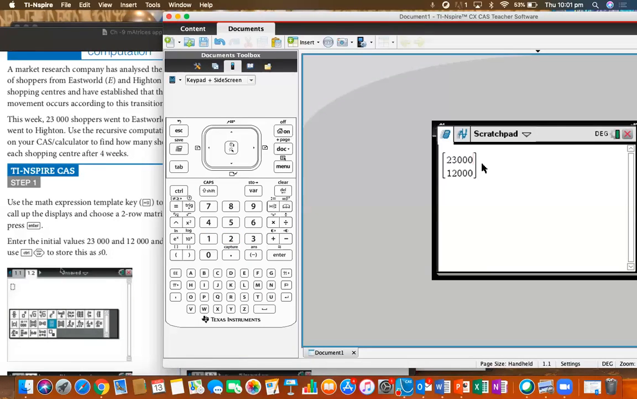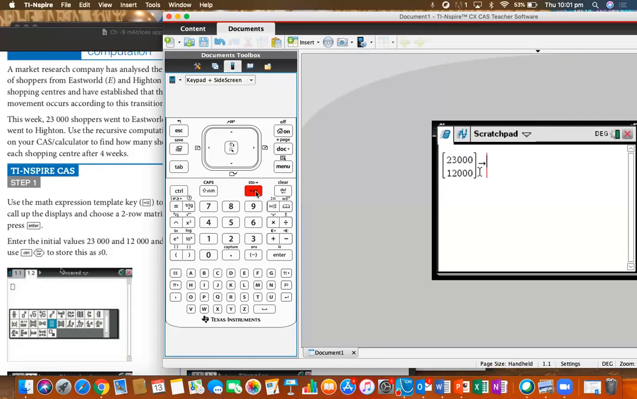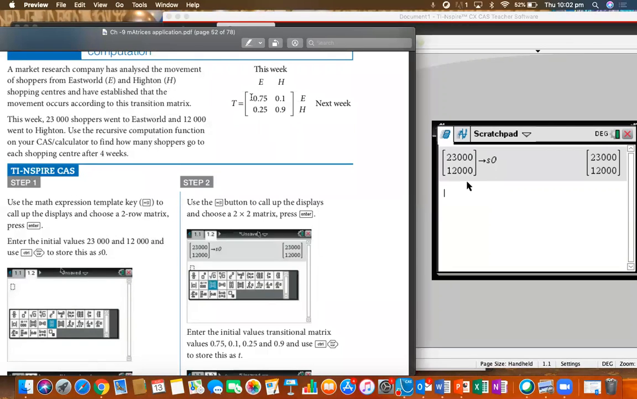Okay, so now you need to store this matrix because this is our initial state matrix, that's S0. So you need to go control, store as S0 and enter. So now this value would be stored as the initial state matrix. So now the next step, yes, you need to times it with the transition matrix.